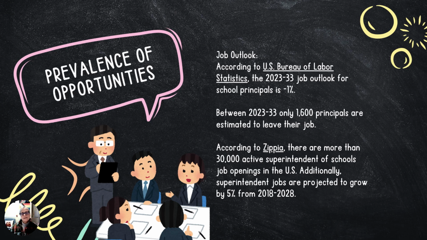Okay, so the next slide is the prevalence of opportunities. So in other words, if you were to be a school principal, what are the opportunities available to you? So is it a highly sought after job? Are there very few jobs available? So you want to look at the job outlook. So if you look, it's between 2023 and I think she meant 2023 and 2024, only 1,600 principals are estimated to leave their job.